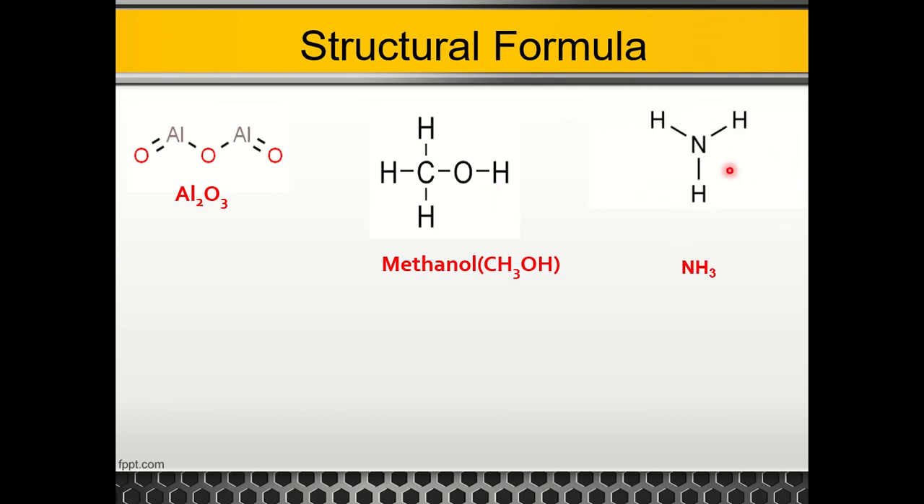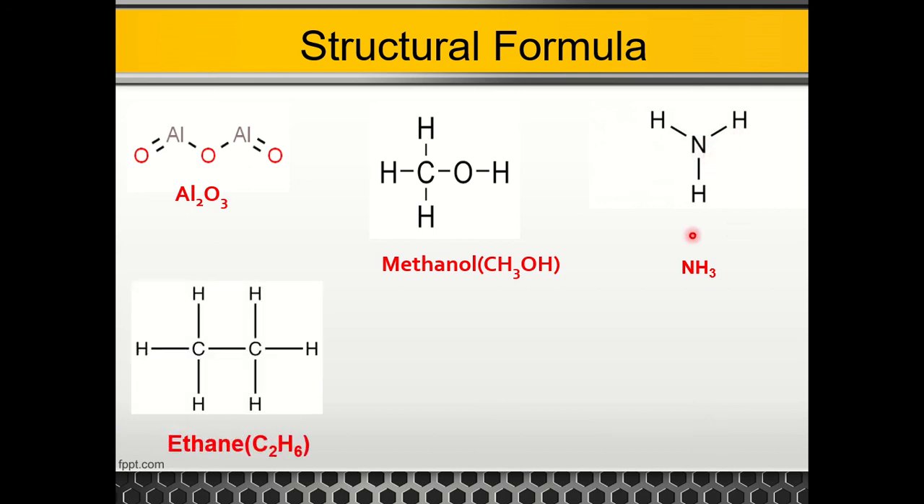Ammonia: nitrogen is trivalent, and these 3 hands hold 3 hydrogen atoms. This is ethane. In ethane, a carbon-carbon single bond is present, so at first this single bond is there, and now this carbon atom and this carbon atom both have 3 hands left, and by using these 3 hands, they hold 3 hydrogen atoms. The formula of ethane is C2H6, and the structural formula is like this.